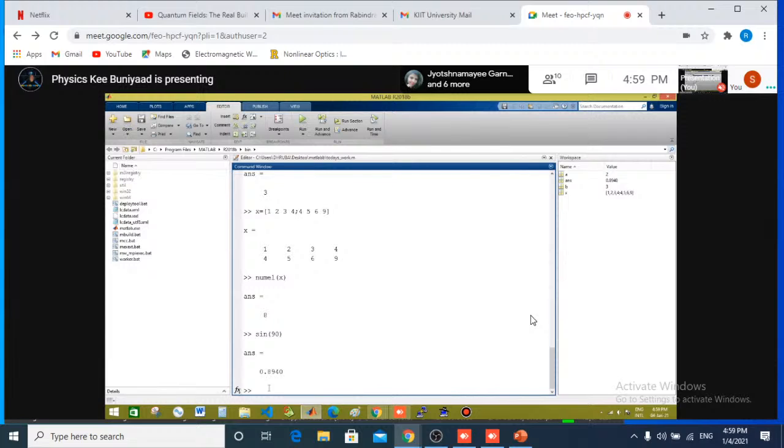Now if I write sind 90, then I am forcing the computer or MATLAB to calculate sine in degree. So if I write sind 90, that will be 1, sind 45, that will be 1 by root 2.